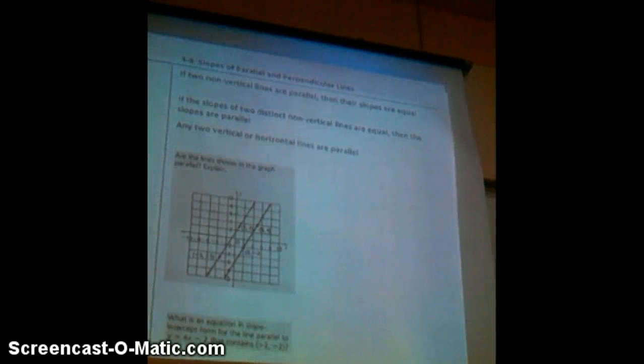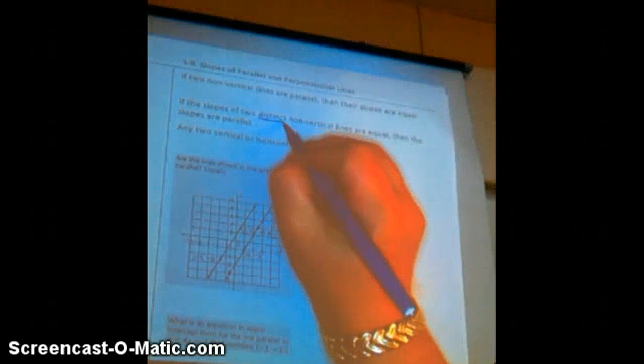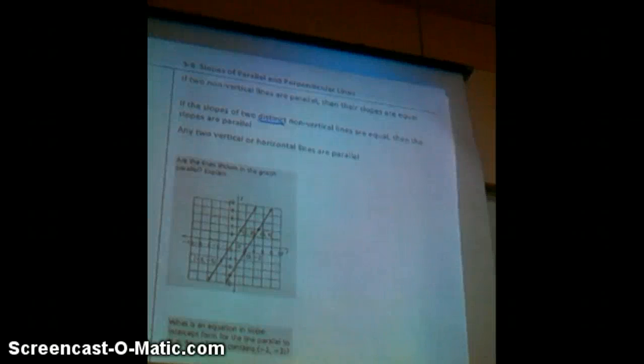I got this. Okay, so first of all, if two non-vertical lines are parallel, then their slopes are going to be equal. In the second statement here, you see that it says if the slopes of two distinct non-vertical lines are equal, then the lines are parallel. The reason we use the word distinct is because they can have the same slope and be the same line. Distinct means they're two different lines. Okay, all vertical and horizontal lines are parallel, and we're going to look at the first example.